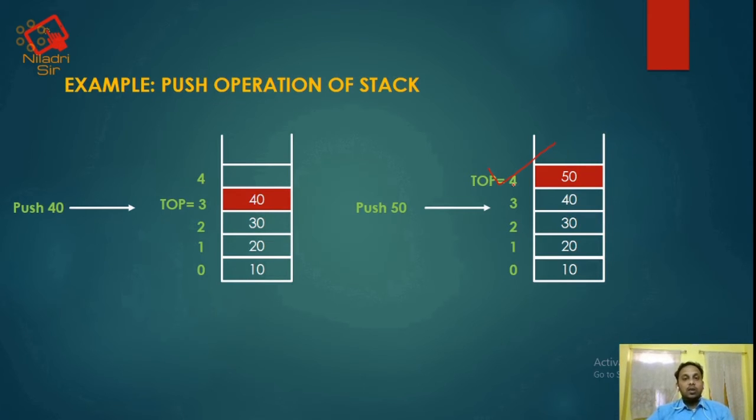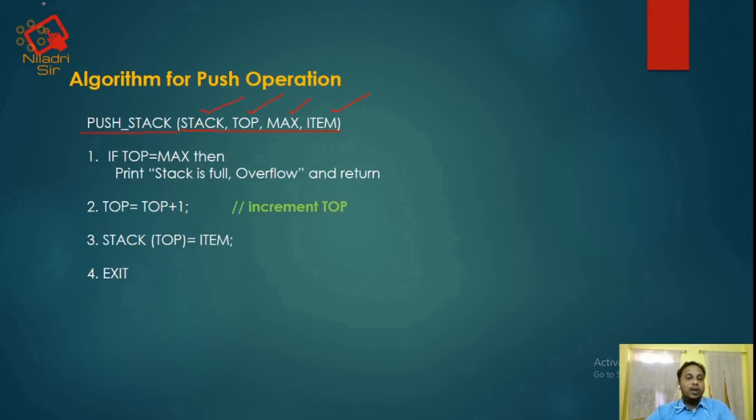Okay, so now let's go to the algorithm. This is the algorithm. This is push_stack. This is the stack. This is the top, meaning the top of the stack. Max means the maximum number of elements that can be stored.